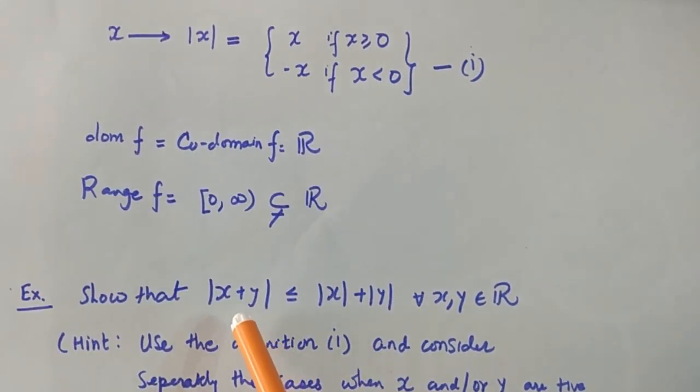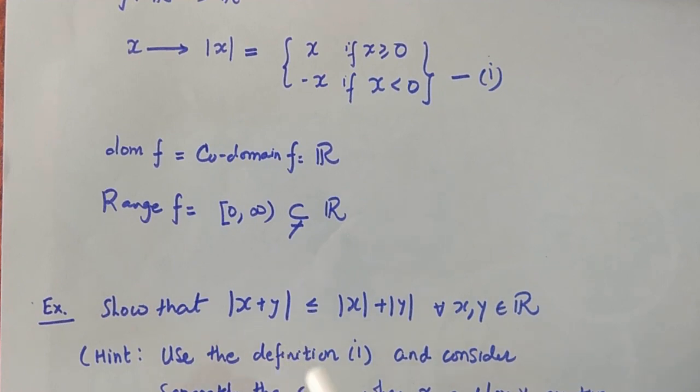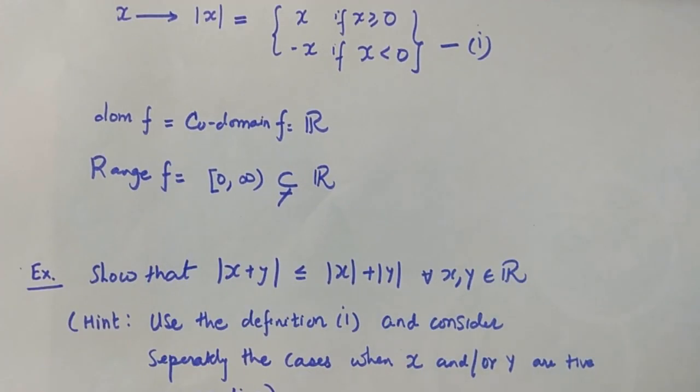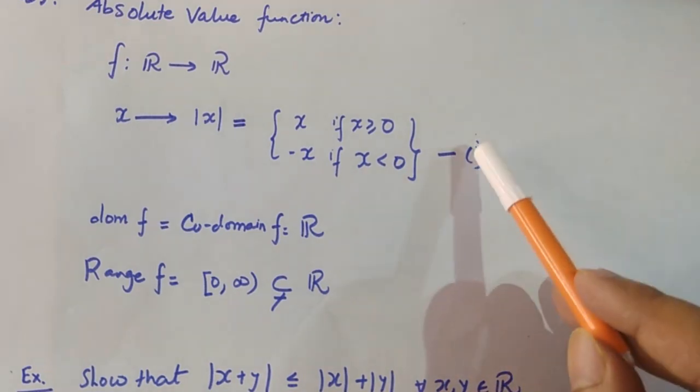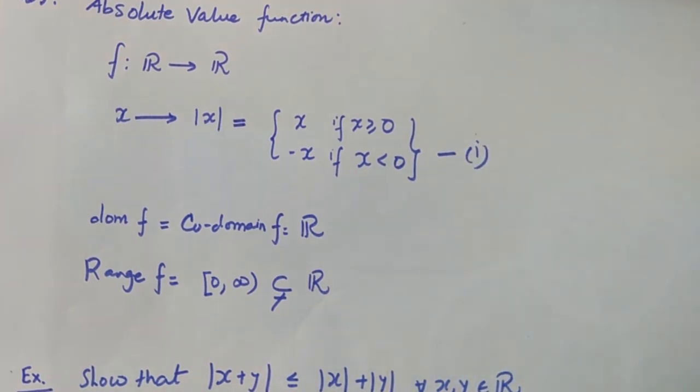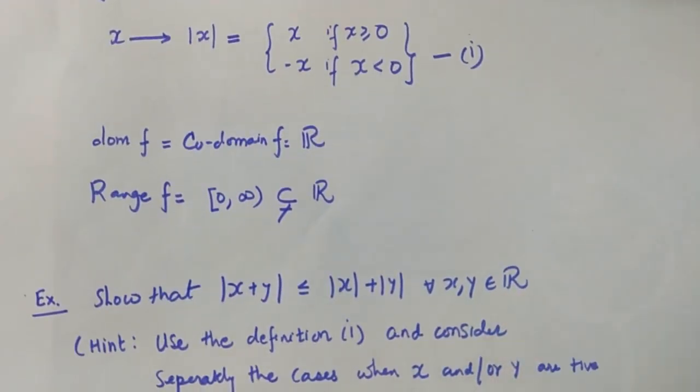It is easy to verify that this inequality is trivially true if either of x or y is equal to 0. In the other case, when x and y are both non-zero numbers, one should use the definition and consider separately the cases when x and y are positive or negative. And one should establish this inequality in each of these 4 separate cases.